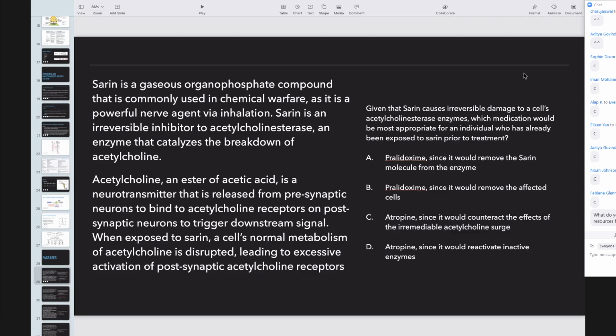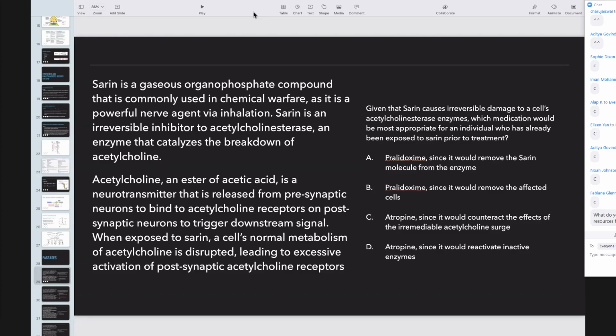So this question asks, given that sarin causes irreversible damage to a cell's acetylcholinesterase enzymes, which medication would be most appropriate for an individual who has already been exposed? So they've already been exposed. For sarin gas, for nerve agents, they use both of these medications, atropine and pralidoxime. So you don't need to know anything about any medications. That's in there just to stress you out. That's there to be like, oh boy, I don't know these medications.